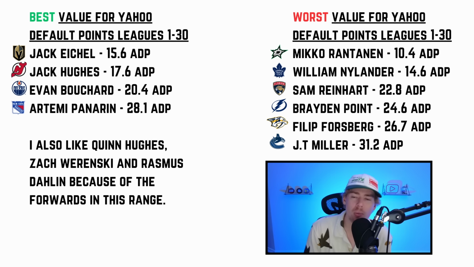Moving on to the first couple of rounds, my favorite values are Jack Eichel, Jack Hughes, Evan Bouchard, and Artemi Panarin. I also don't mind Quinn Hughes, Zach Werenski, and Rasmus Dahlin. The only reason for this is because I don't love the forwards in this range, guys.